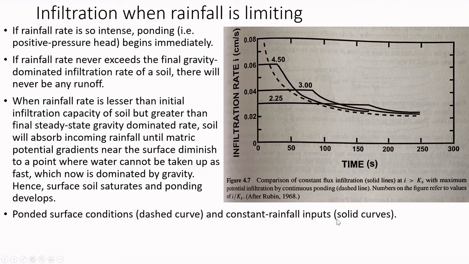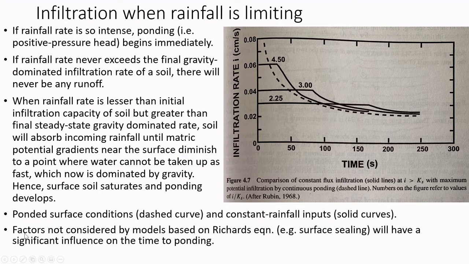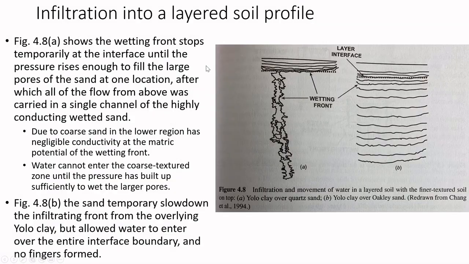The constant rainfall input, this solid line, is due to rainfall. So here you have higher rainfall, medium rainfall, and lower rainfall. But eventually you end up with the same infiltration rate, which is dominated by gravity. Okay. So a factor not considered by models based on the Richards equation, for example, is that surface sealing will have a significant influence on the time to ponding.